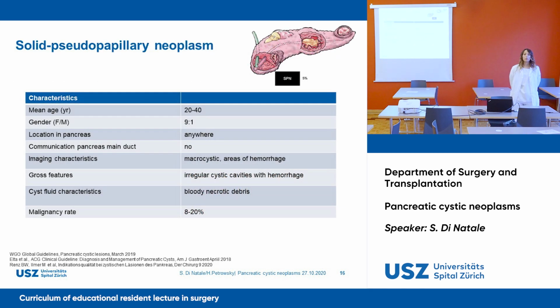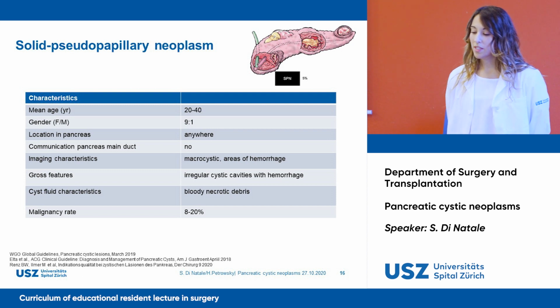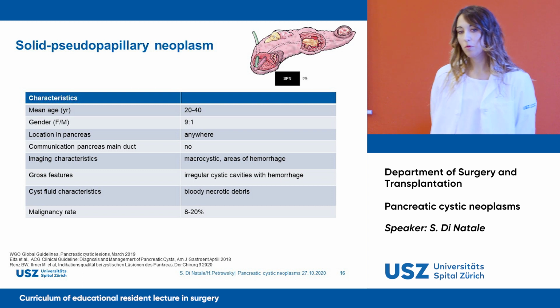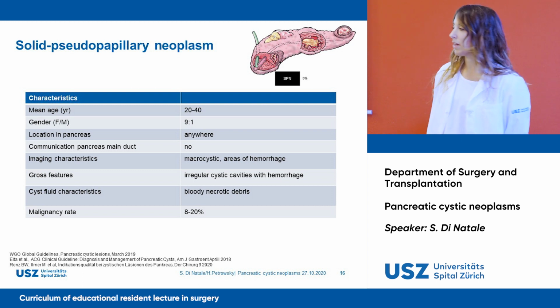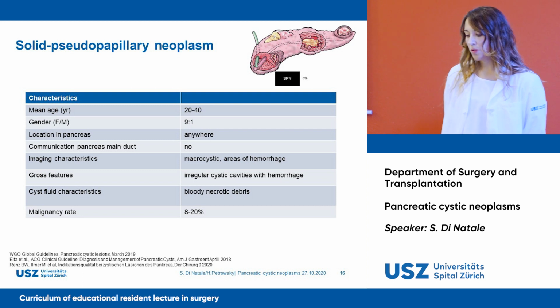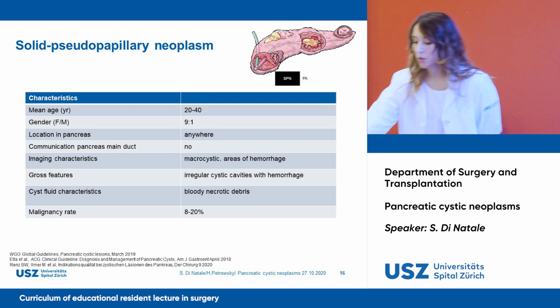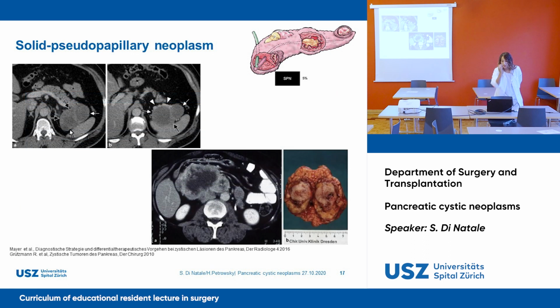Now, solid-pseudopapillary neoplasms occur mostly in young women, and they can be located anywhere in the pancreas. On imaging, they appear as macrocystic lesions with areas of hemorrhage, which are macroscopically seen as irregular cystic cavities with hemorrhage. The cyst fluid analysis shows bloody necrotic debris, and the malignancy rate is also quite high, between 8 and 20%. So this is an example of a solid-pseudopapillary neoplasm. It's a large cyst with areas of hemorrhage.